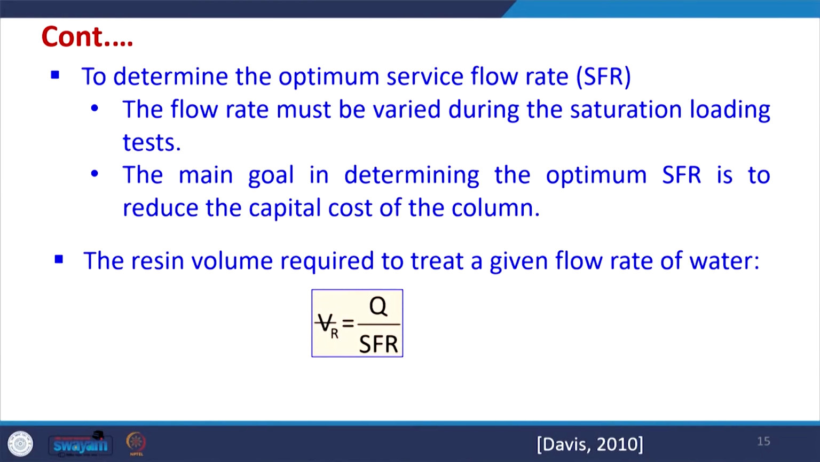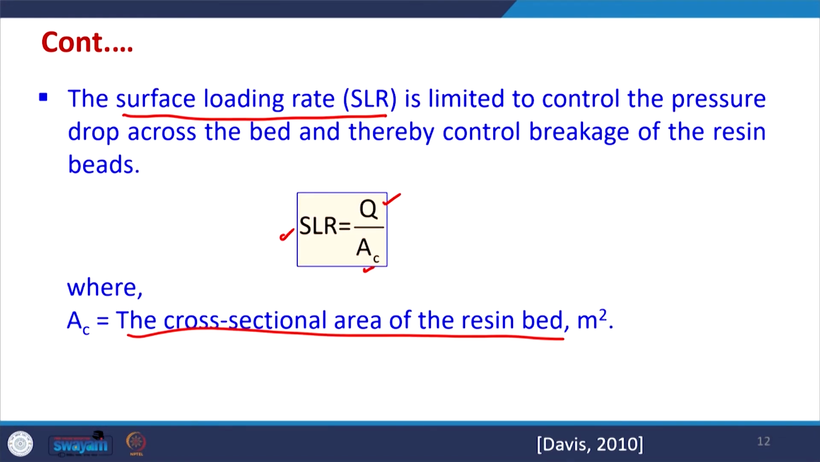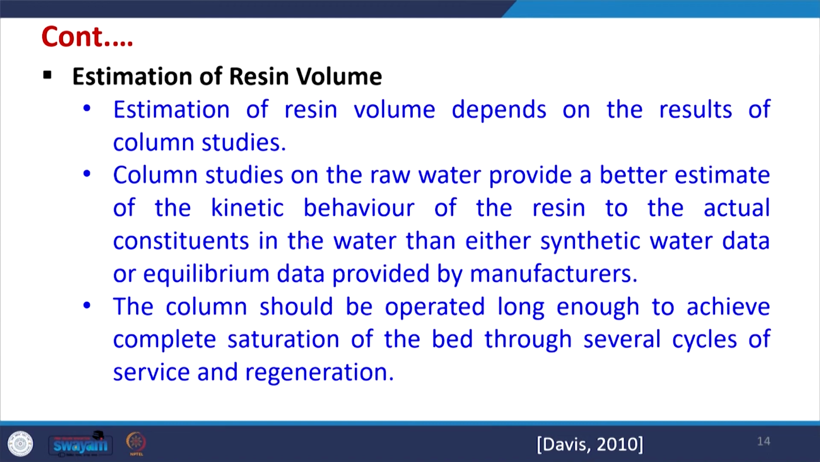Now, to determine the optimum service flow rate, SFR, the flow rate must be varied during the saturation loading test. Generally we have to perform the test under various flow rates, which may be Q1, Q2, Q3, Q4 etc. Similarly, we can vary the length of the bed also. The loading also we can keep different, so under different SLRs we can perform the operation.